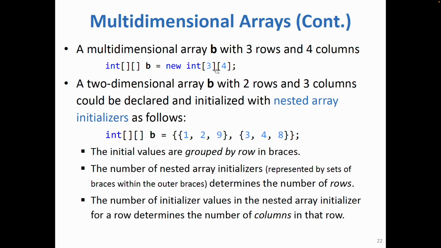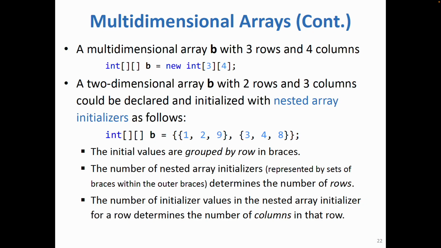And then again, I need to define the size of it. What it means is I will have 3 integer arrays, and each of them will have 4 items. So this means I will have 3 arrays that have 4 items in each. And this is one way. When we do it, it will be an empty array.